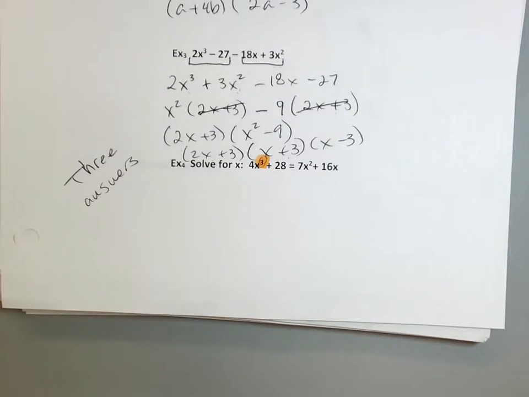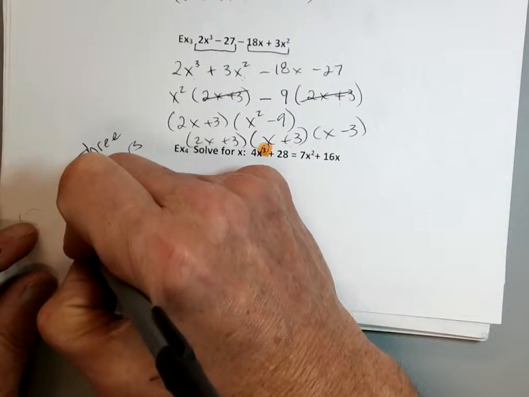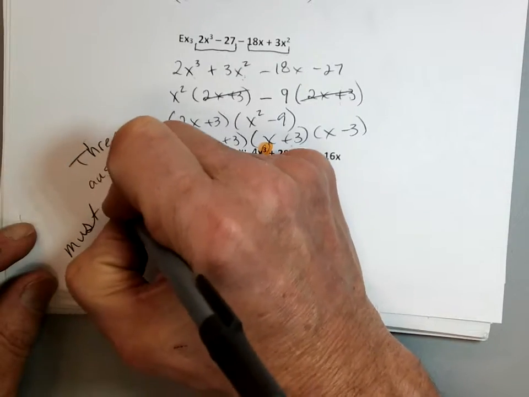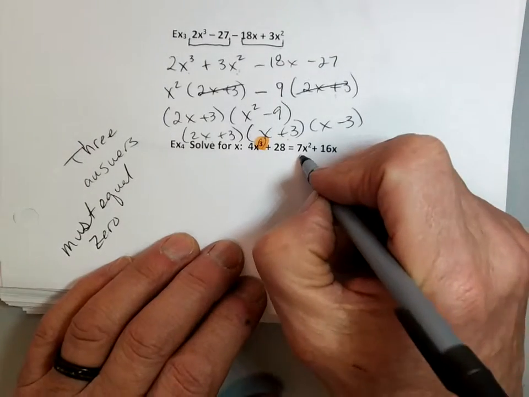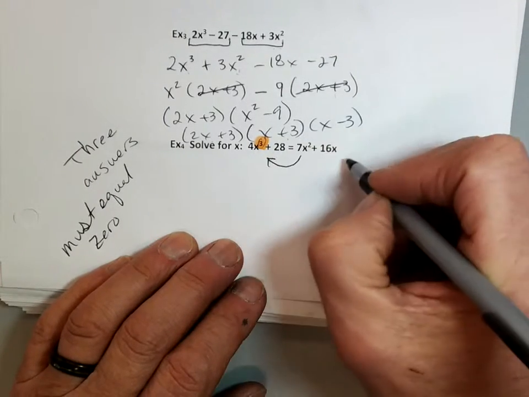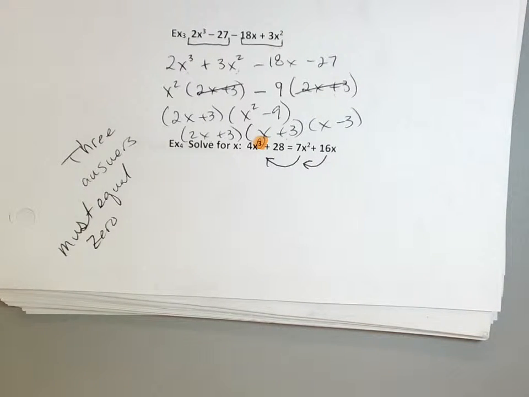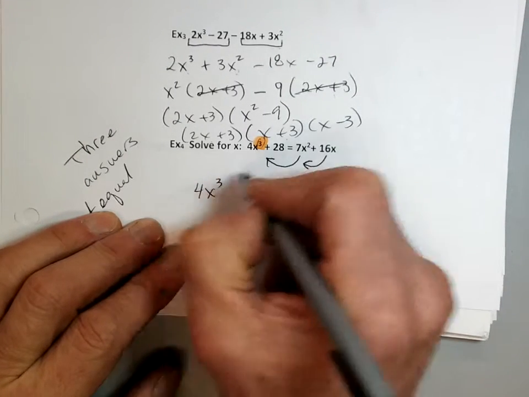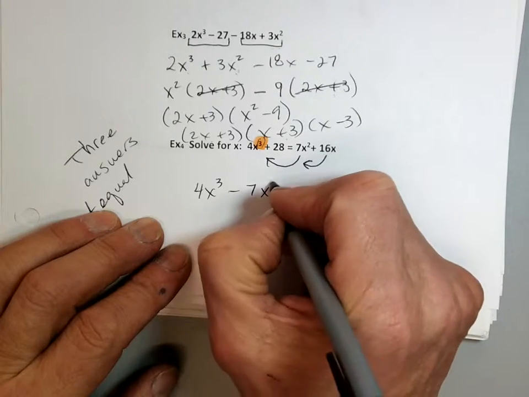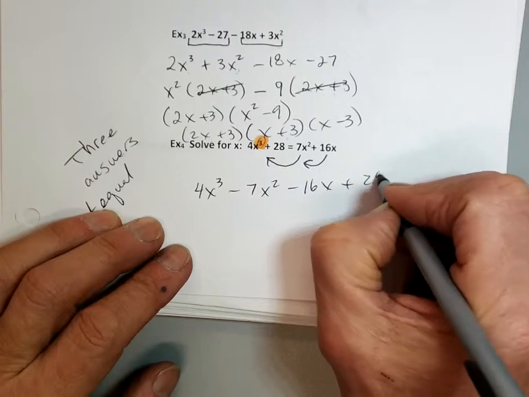So the next thing is that I have to make it equal 0. So then it must equal 0. Okay, it's got to equal 0. So I'm going to bring over my 7x squared, and I'm going to bring over my 16x. Now, how am I going to bring those over? I just don't pick them up and bring them over. How do I bring them over? Subtract them. You guys agree? Got to subtract them. So I'm going to go 4x cubed minus 7x squared minus 16x plus 28. Okay?